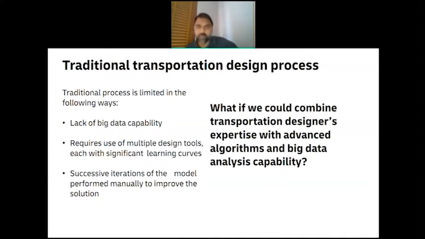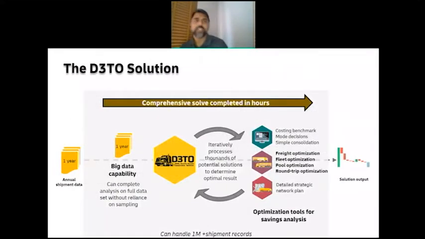So then the big question we are trying to solve, or which I think we have solved to some extent, is how do you combine the expertise of a good transportation designer or an analyst and give them a good tool which can take big data, which in transportation is a million shipments, and actually give you a solution which is acceptable and has a near optimal solution which you can replicate again and again, given a short amount of time, right? Which can be used to come back with a solution within a day for a really large problem, right? So that's where our solution came into play.